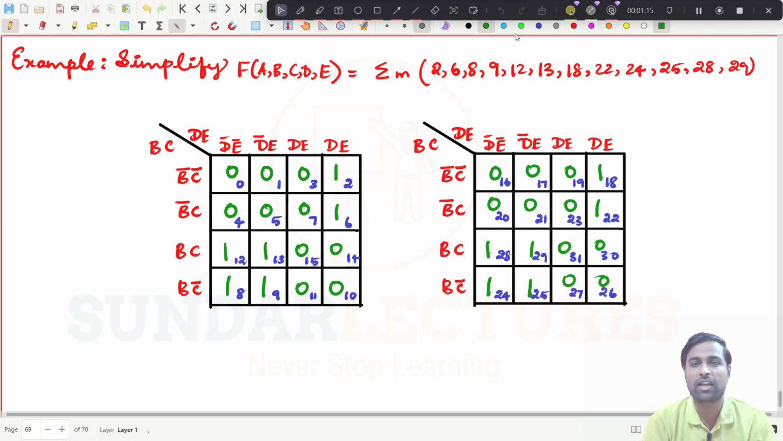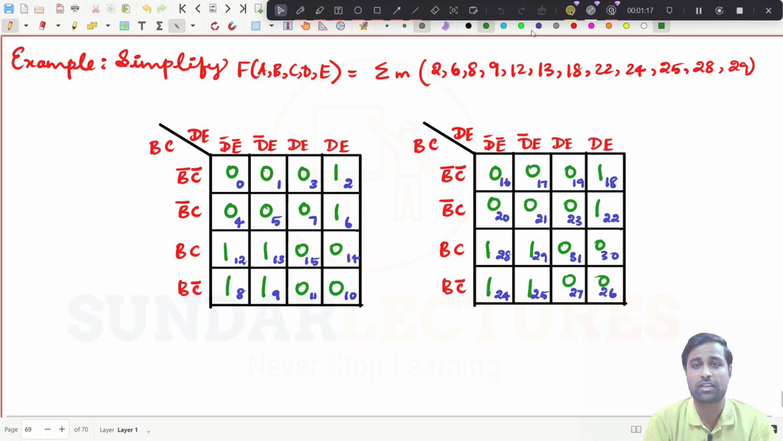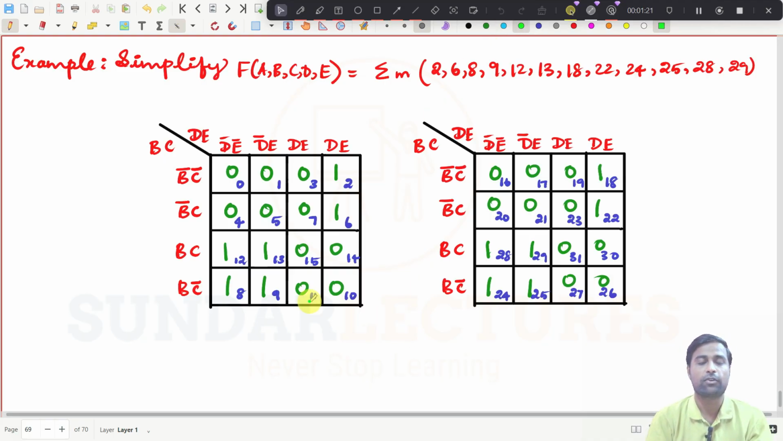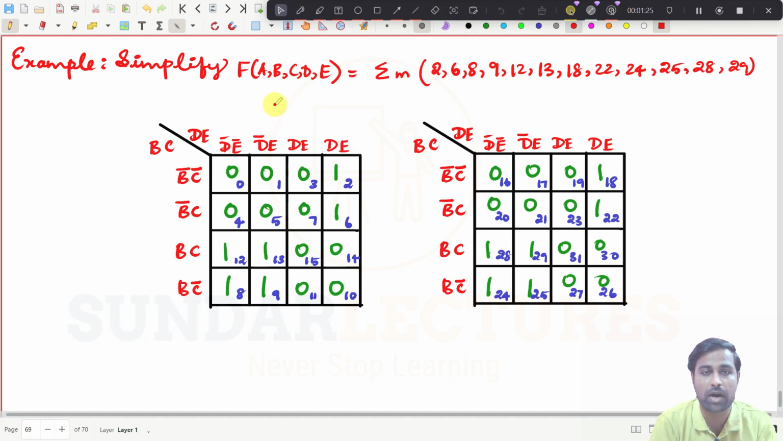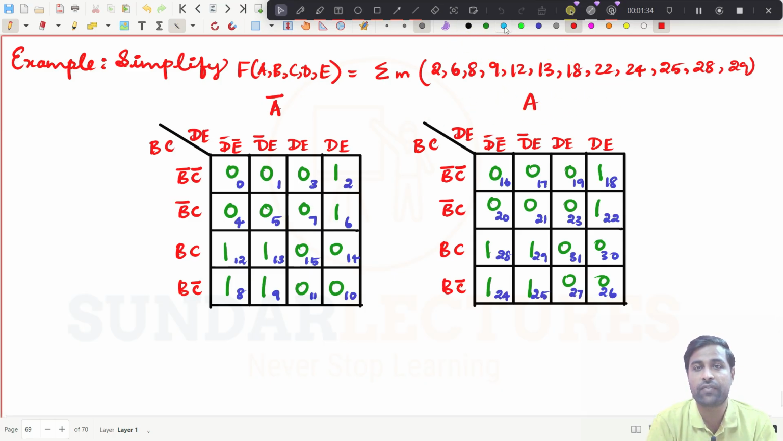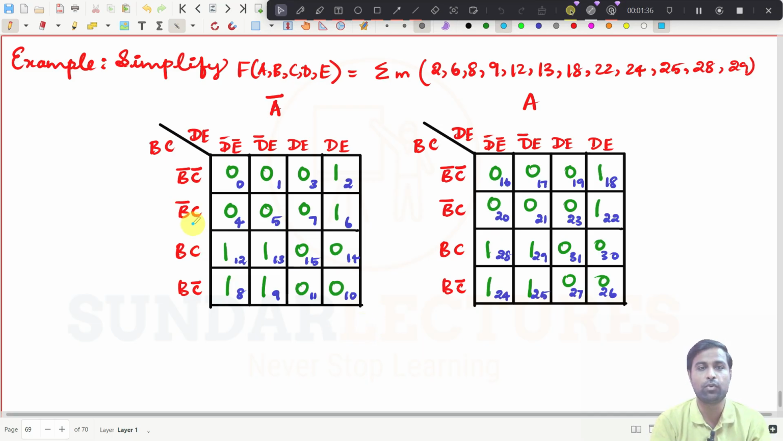So now, what is the procedure? This is very important. Please be with me so that you can easily understand now. So first, what you see, this one is for A bar, and this is for A. You know this one, right? So first, what you need to do, you have to look at this one K map.